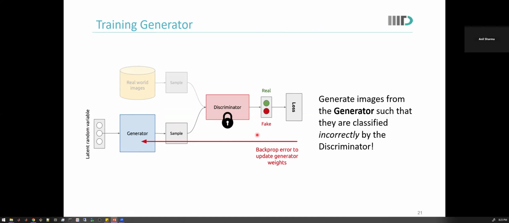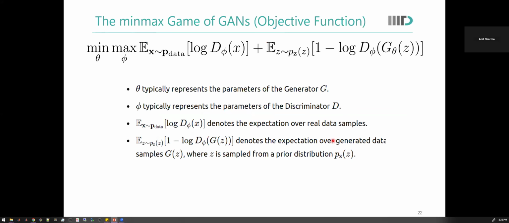Now let's see what this loss is and how it is backpropagating. Let's compute the objective or the loss function. This slide is very important, and it explains the min-max objective function of GANs. Here, theta represents the parameters of the generator and phi represents the parameters of the discriminator.